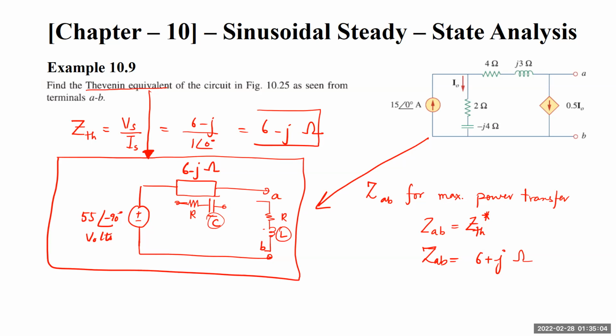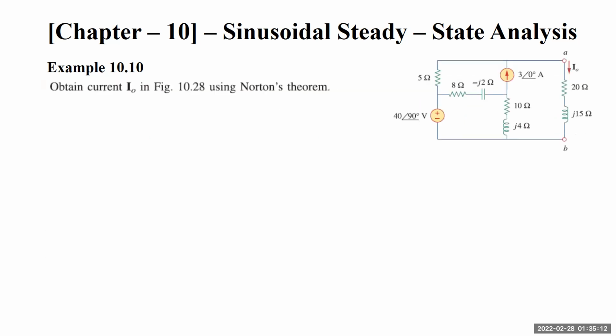This is an extensively used and extensively deployed method of analysis and design. So moving ahead, example 10.10. In this circuit, we are asked to obtain a Norton equivalent, or I Norton, using Norton theorem.